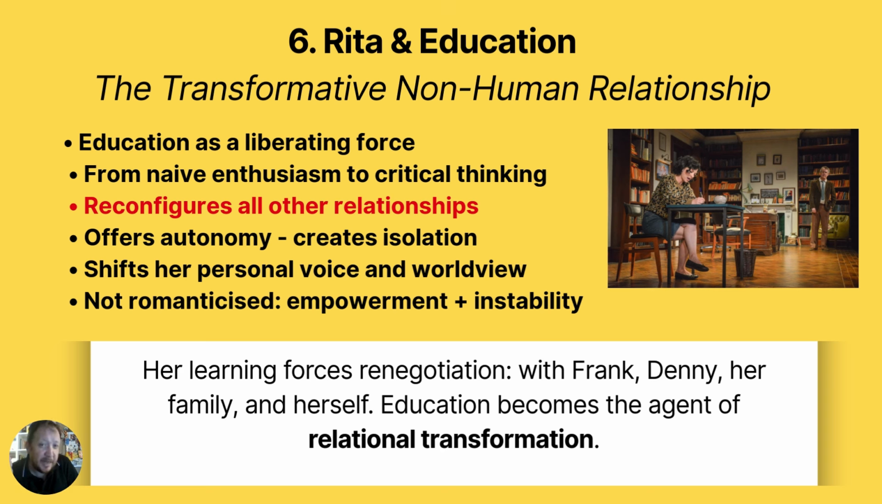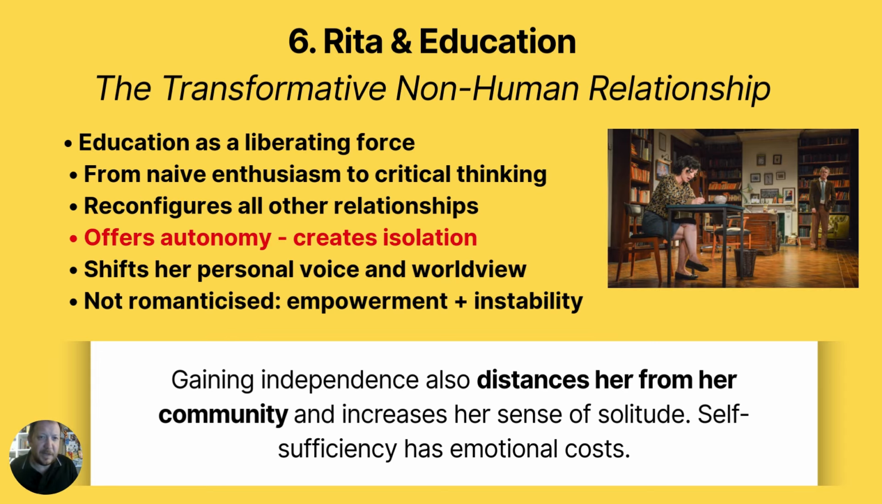Rita becoming educated destroys her relationship as much with Frank as it does with Denny, her family, and herself. The education becomes the agent of relational transformation. Education offers her autonomy, but also creates isolation. As much as she is liberated at the end of this play, who has she got left? Who does Rita have at the end of this play?